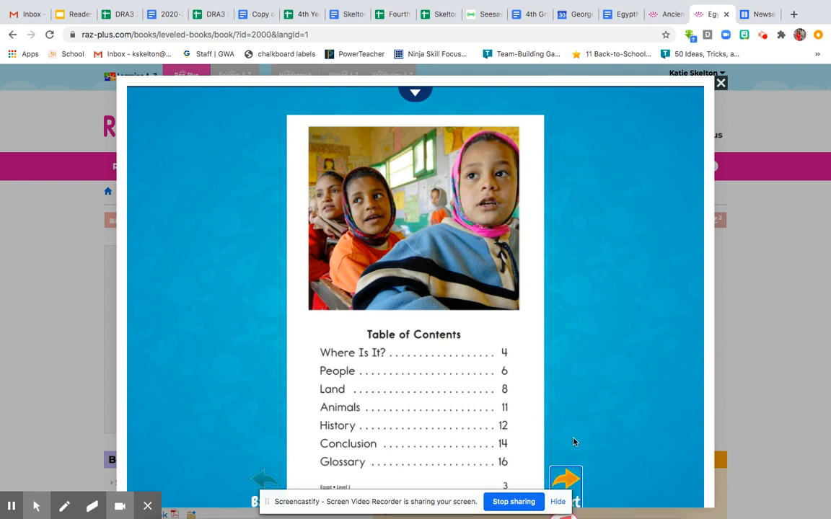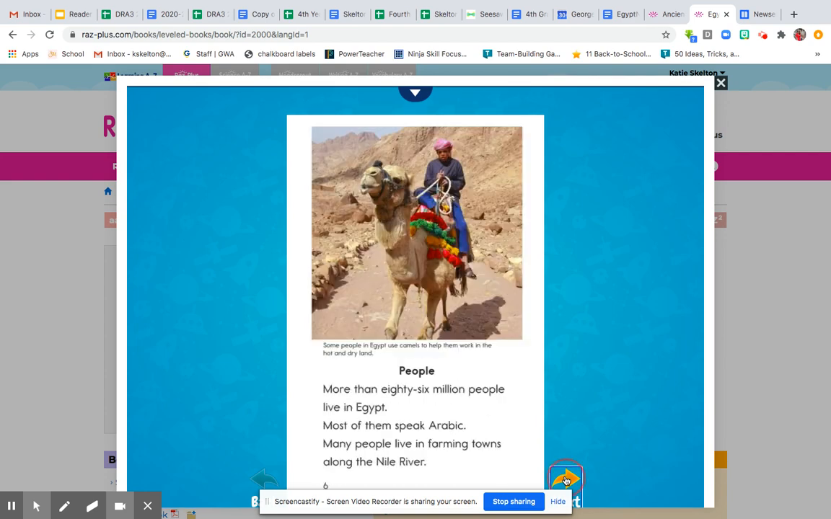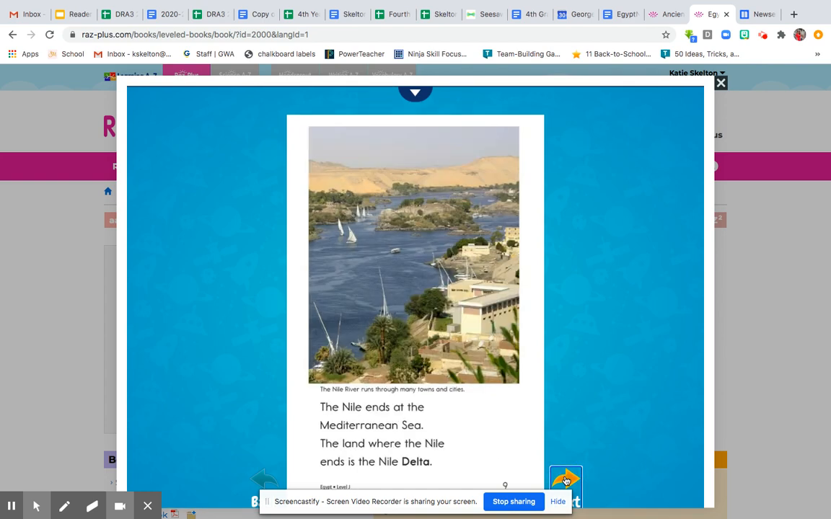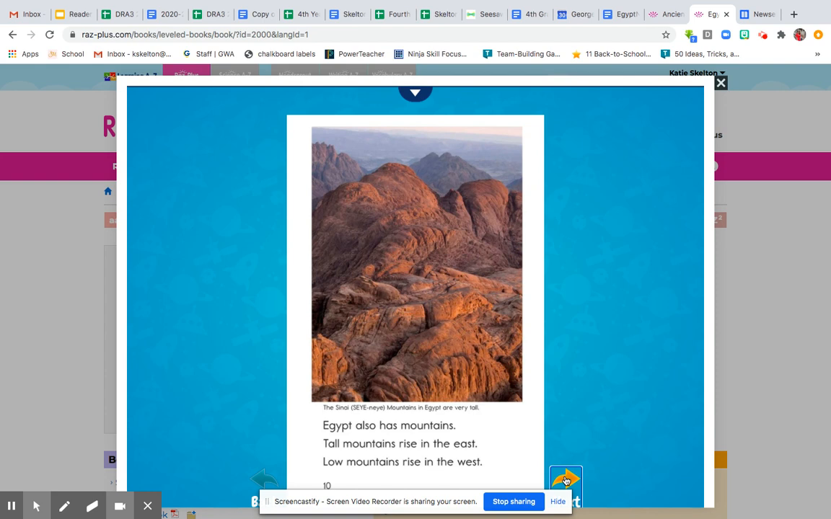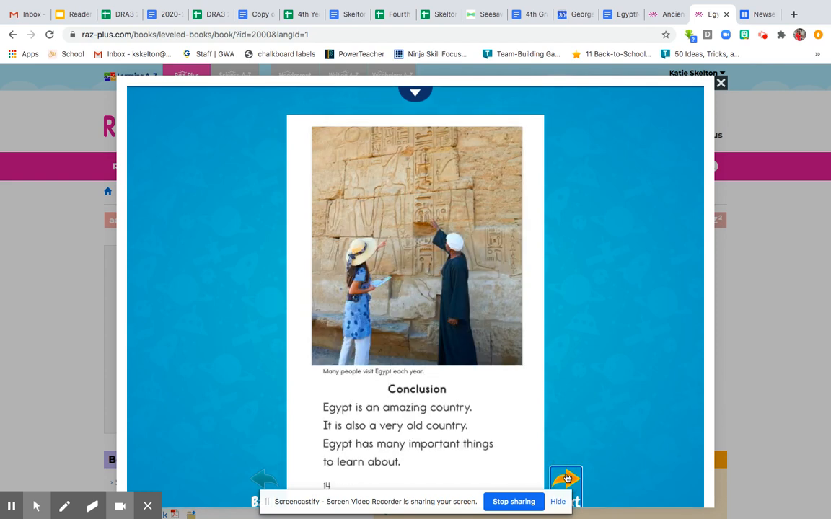Now, what I want to do is go through and skim, which means I'm going to look quickly through the book, but I'm not going to reread every word. So I'm going to skim quickly through this book to remind myself what I read about. And I'm going to do the same thing for the second text. So far, we're talking about where Egypt is, its land, the Nile River, its people, the landscape, its animals, the history about pharaohs and pyramids, what's in the pyramids, and a conclusion. So that's just kind of a recap of this text.